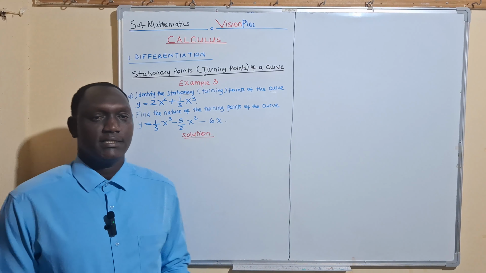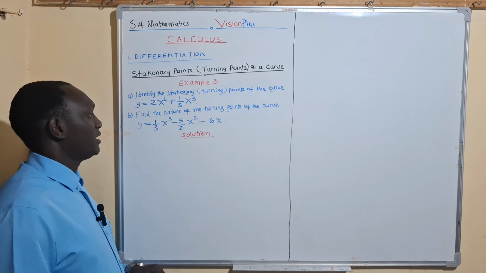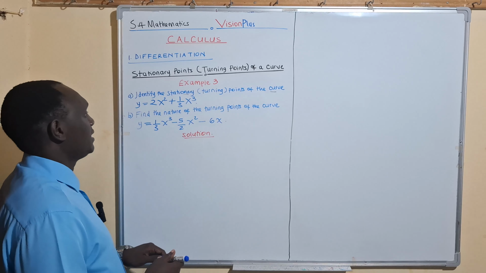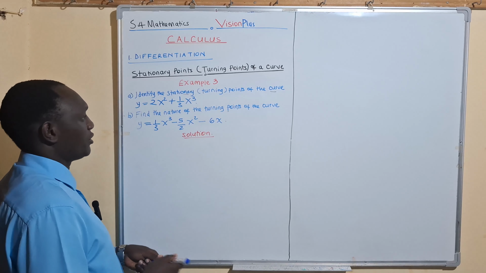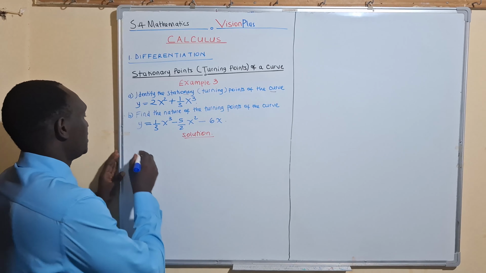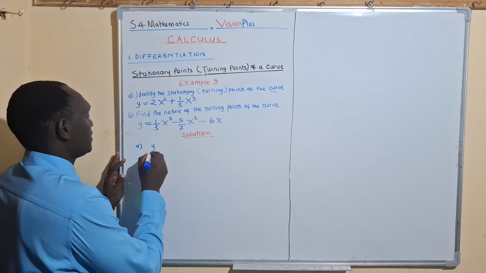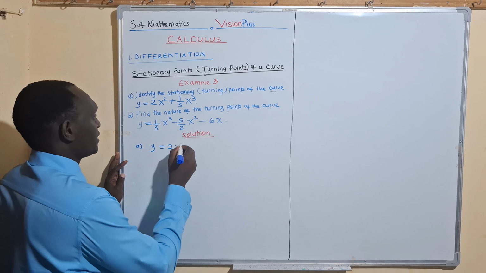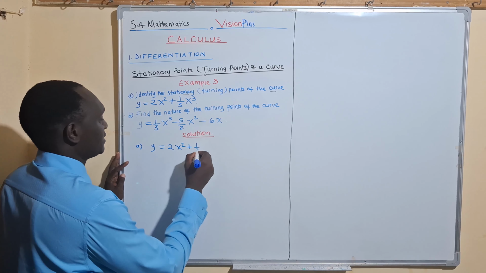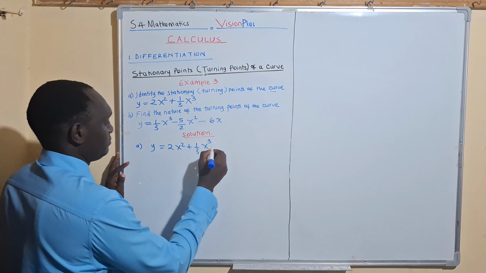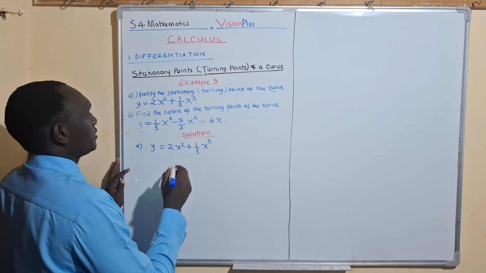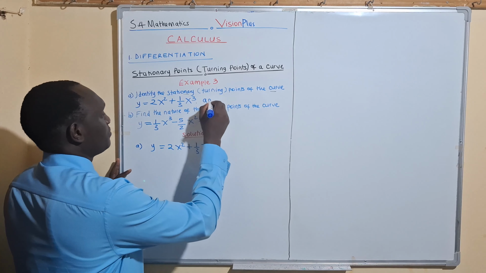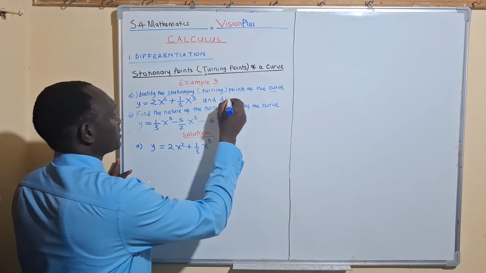We are looking at turning points of the curve. Example 3 part A says, identify the turning points of the curve y equals 2x squared plus a third x cubed. And this question is not complete; it also says to distinguish them.